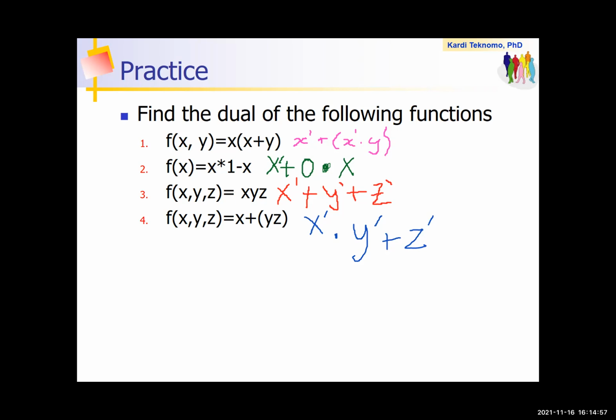Multiply. Put parentheses. Don't forget to put parentheses. Plus. Y accent plus, but you need to put the parentheses still the same. The parentheses does not change.